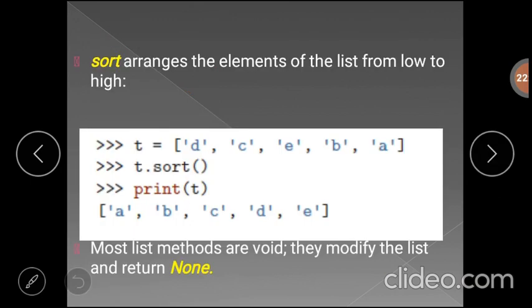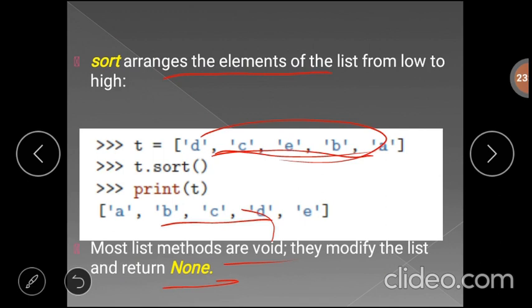Okay, next method, that is the sort method. The sort method arranges the elements of the list from low to high. For example, T that contains characters, T dot sort means it will sort these characters in ascending or alphabetical order. In Python, almost all the methods have the void return type, so they modify the list and return None.